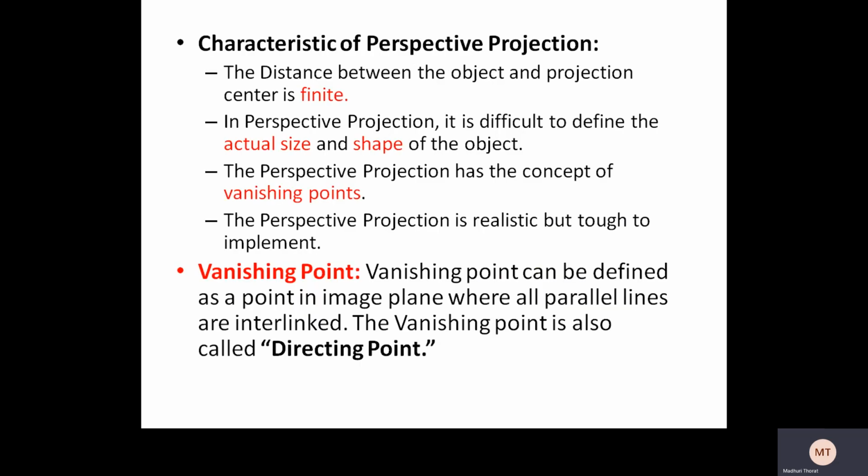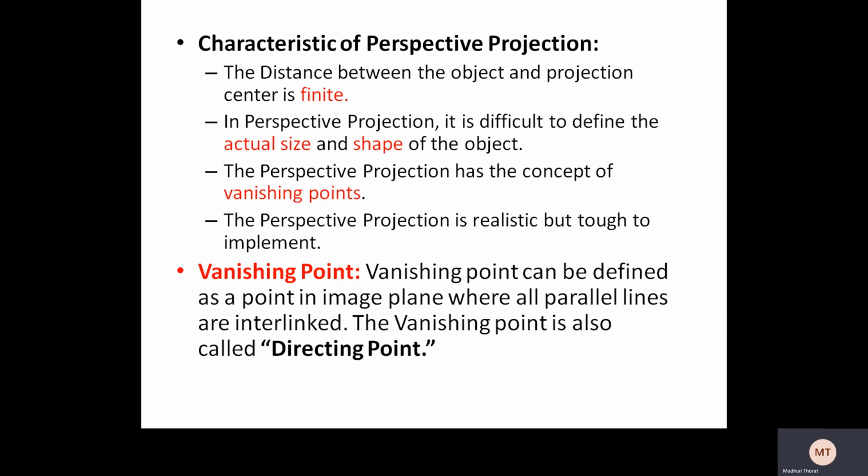There are some characteristics of perspective projection. The distance between the object and the projection center is always finite. In perspective projection, it is difficult to define the actual size and shape of the image because it gives the reflection of the image.